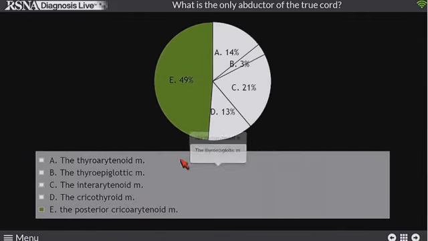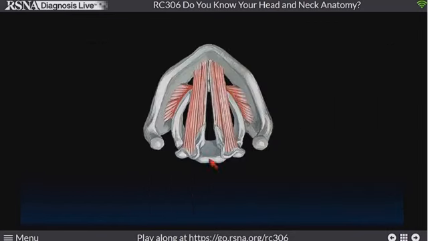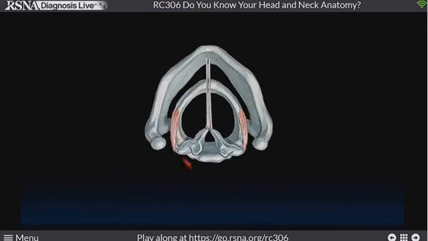All right, the posterior cricoarytenoid muscle, absolutely. Now here's the posterior cricoarytenoid. It's this little bit. Here's the cricoid. It's down a little bit. The posterior cricoarytenoid pulls the muscular process back. Here's the thyroarytenoid. That pulls it somewhat forward. Here, lateral. You can see it rotating.